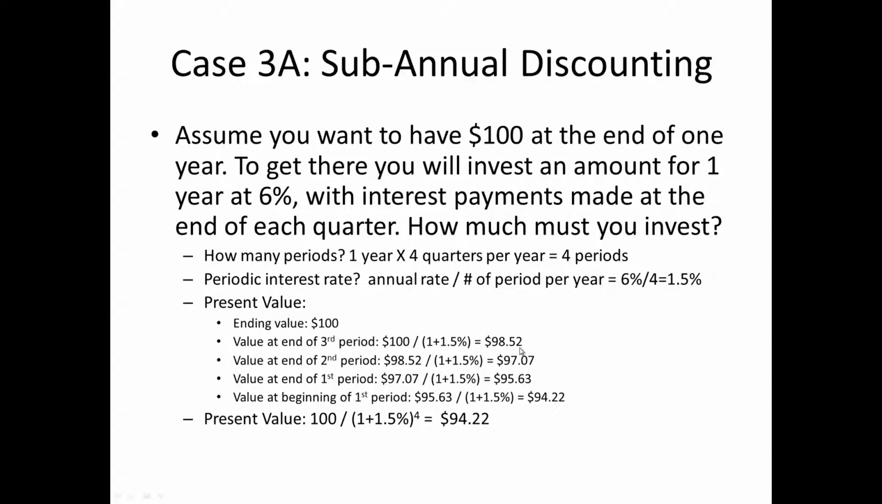So by the end of the third quarter, you have 98.52. Discount that back to the end of the second quarter, it's 97.07. Discount it back to the end of the first quarter, it's 95.63. Discount it from the end of the first quarter all the way back to the beginning of the first quarter, and that's 94.22. So in this case, you need 94.22 in order to get to that amount.